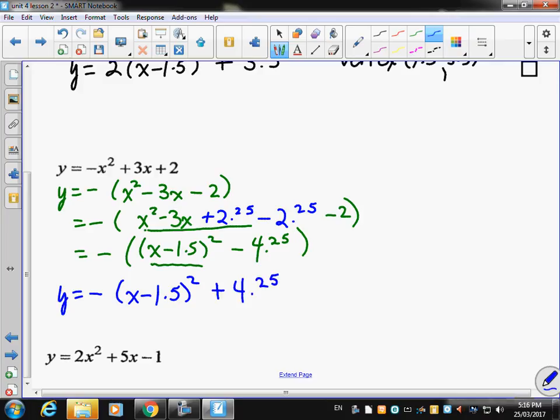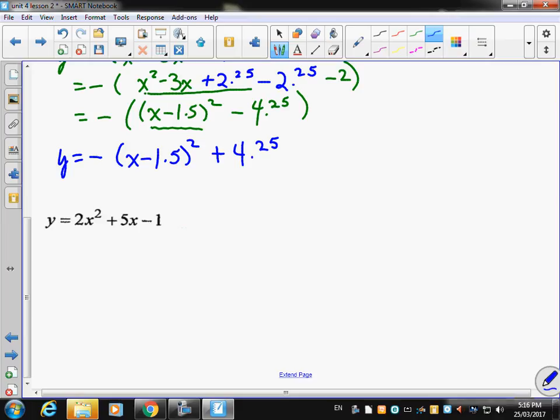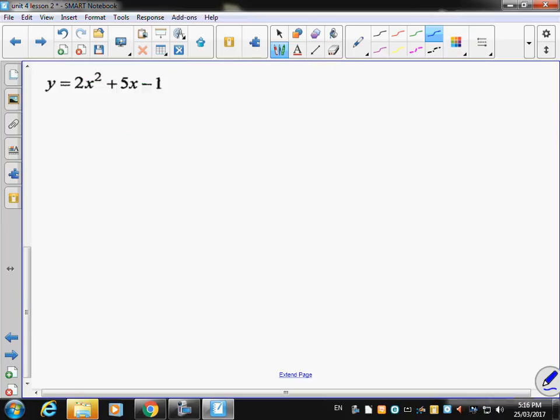Last one for real. 2x squared plus 5x subtract 1. That is really ugly. First thing that I don't like is the 2. So I'm going to factor out a 2. Okay. So I have x squared plus, I'm going to have a 2.5x subtract, you could put a half or 0.5.